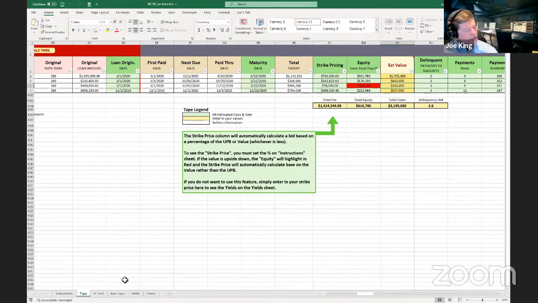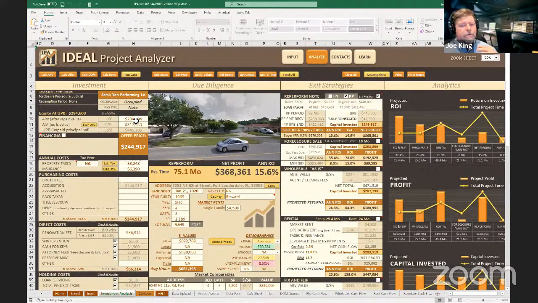Because let's go back to IPA. Okay. And in IPA, if we were to offer 100,000, I'm going to put 100,000 in our offer price, which is essentially 22% of the unpaid principal balance. Look at what our annual ROI is. Our yield is at 32.7%, and our equity is at 294,000.